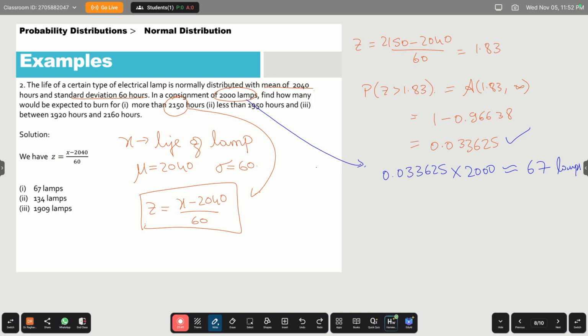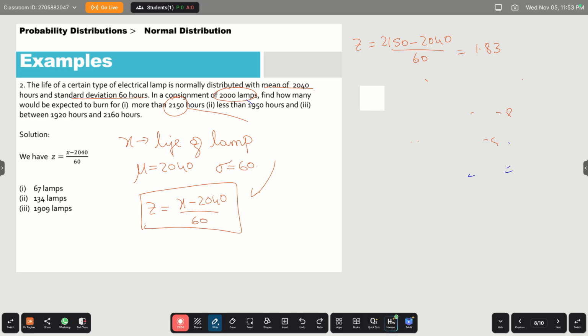2150 hours. Okay. So then similarly you can calculate the number of lamps that will burn for less than 1950 hours. So the method is the same. You just have to change this value 2150. Instead of that, we are talking about 1950. So once you calculate this by putting 1950, you will get approximately minus 1.5 here.